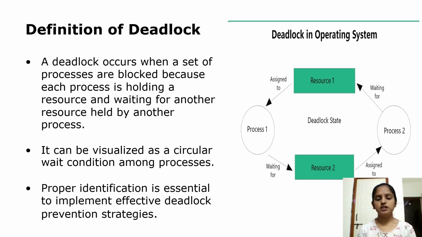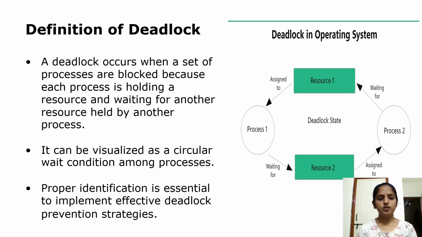Here, in the picture, we can see that resource 1 is assigned to process 1, whereas process 1 is waiting for resource 2. And resource 2 is assigned to process 2 and process 2 is waiting for resource 1, where the processes which are assigned are waiting for the other resources to complete the process.